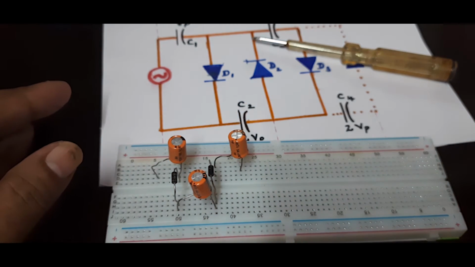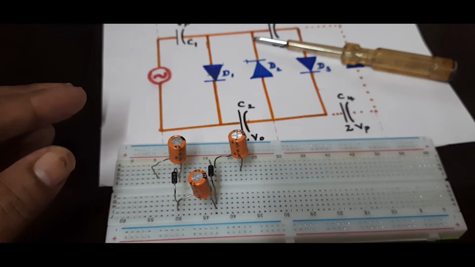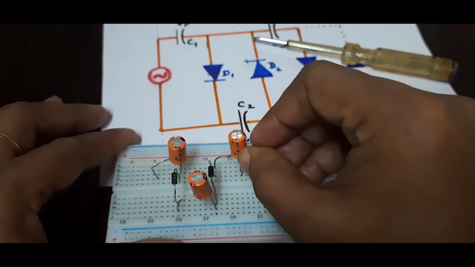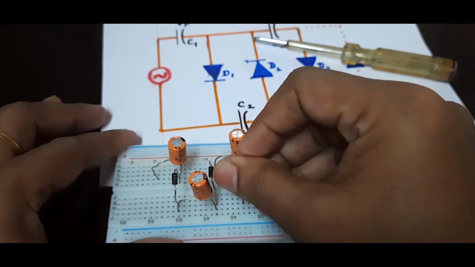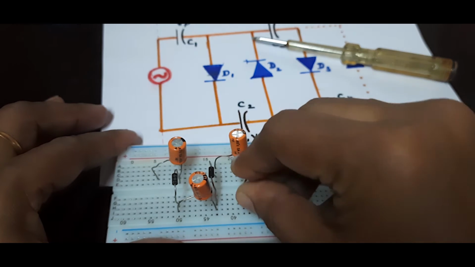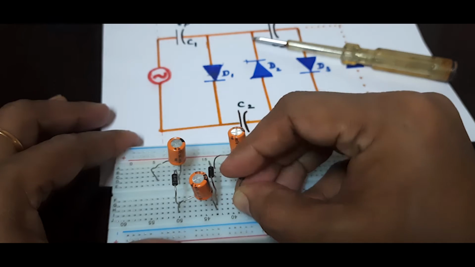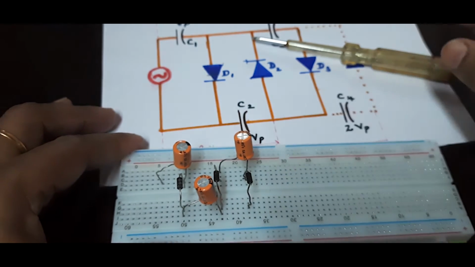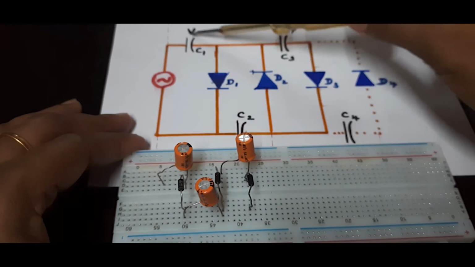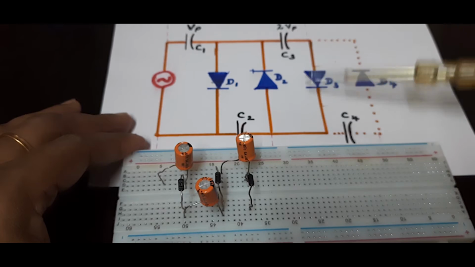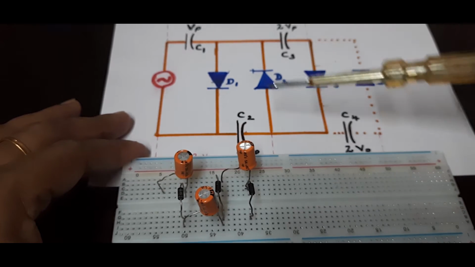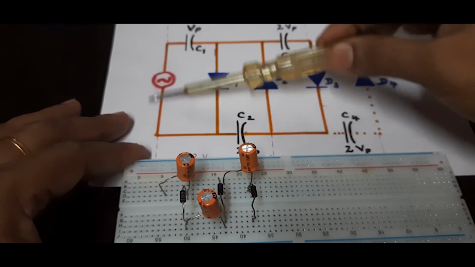Now next diode, positive, negative. So just as we drew the circuit, we have done it like this. Now we need an interconnection between these points, and the signal should go here.